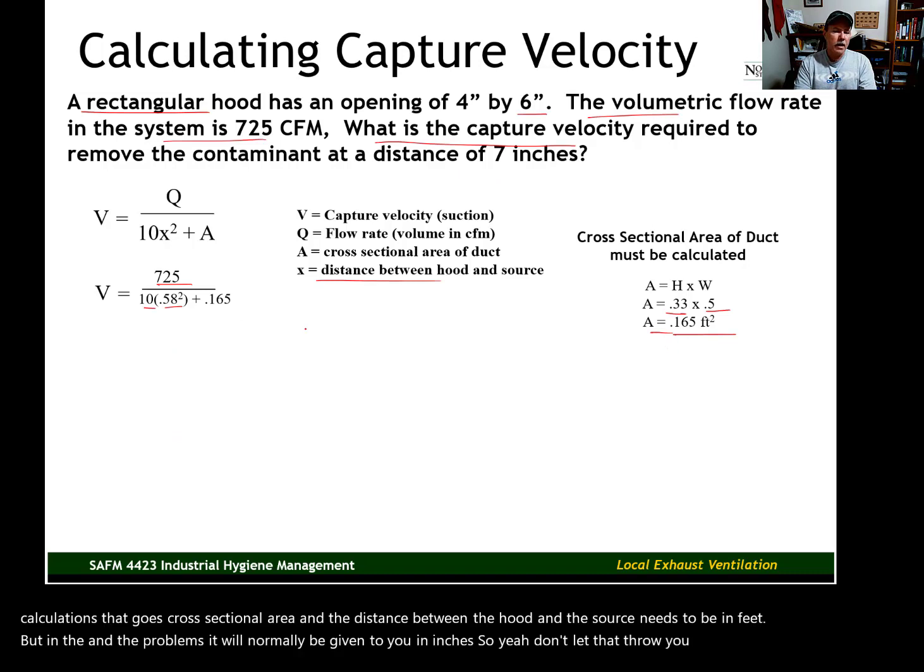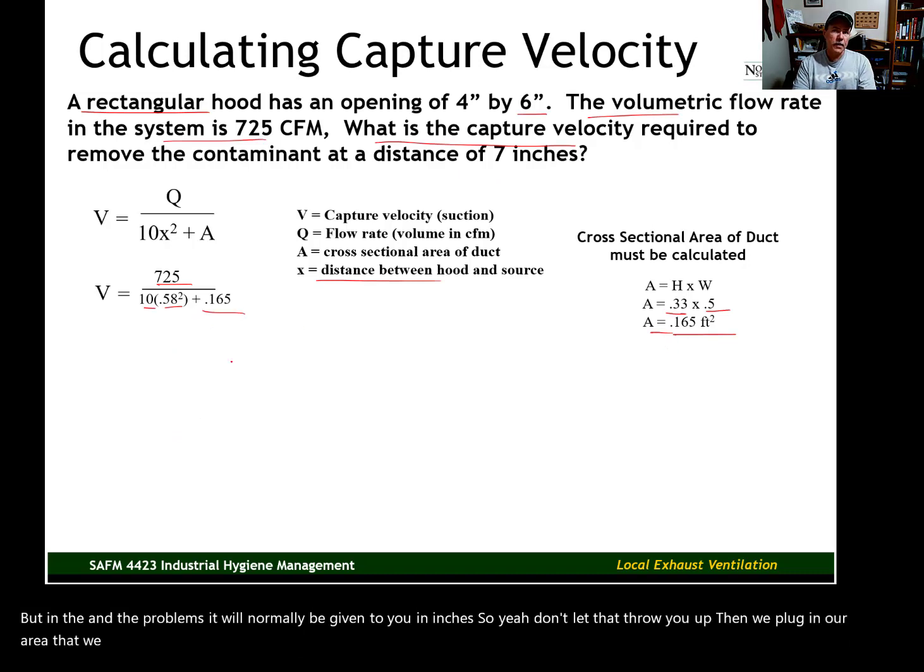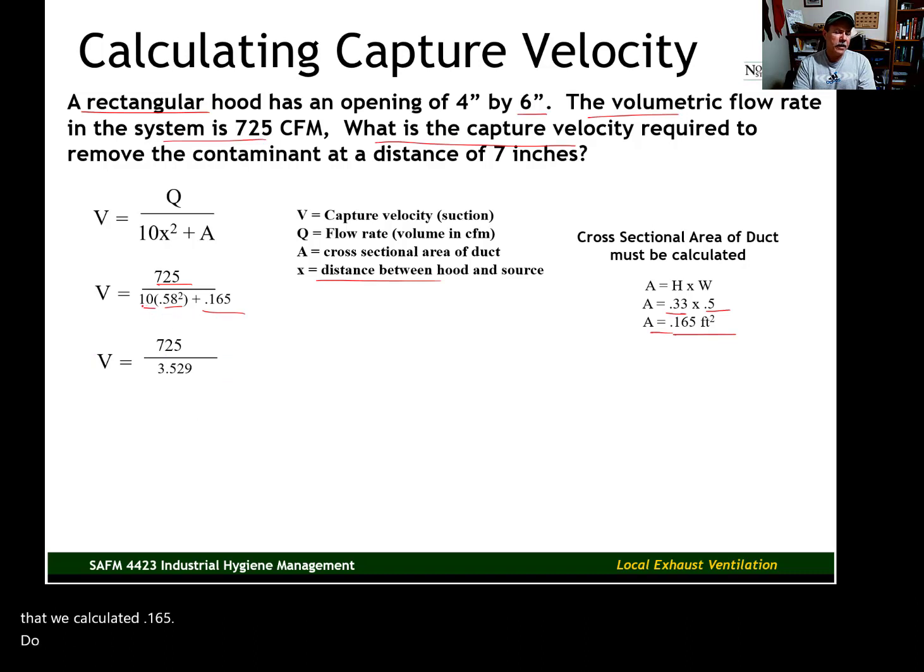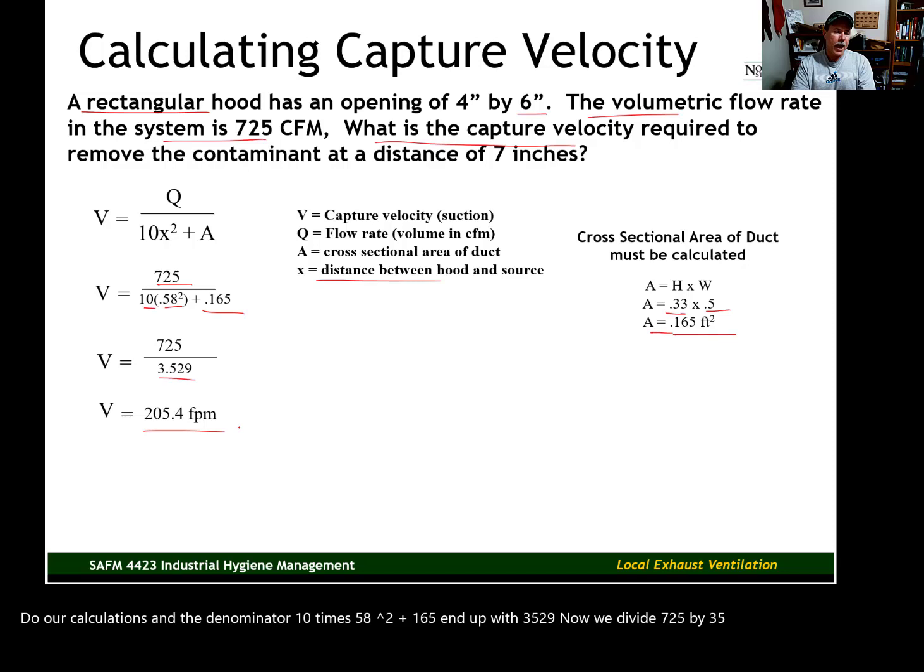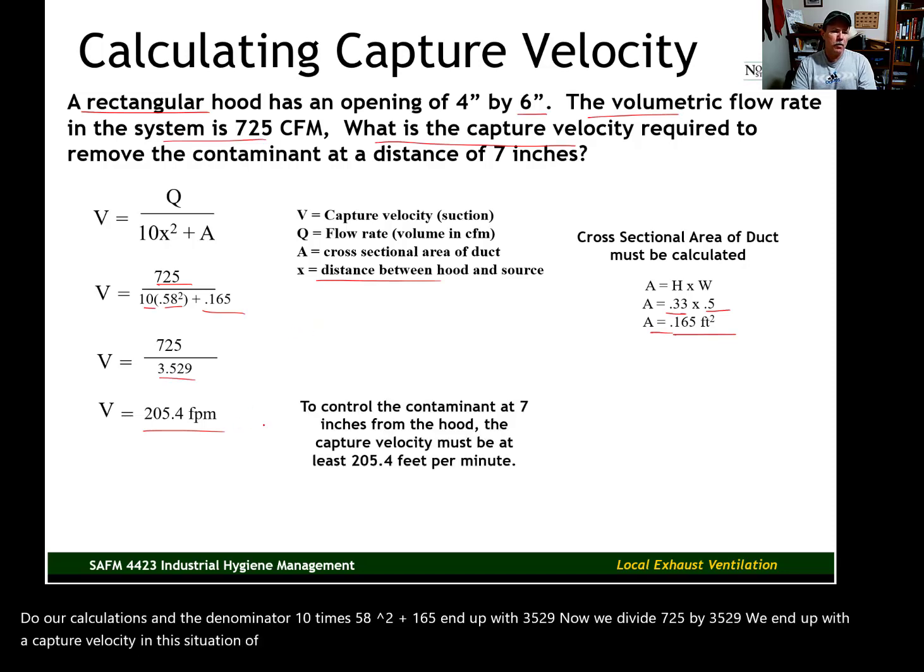Then we plug in our area that we calculated, 0.165. Do our calculations in the denominator, 10 times 0.58 squared plus 0.165, and we end up with 3.529. Now we divide 725 by 3.529. We end up with a capture velocity in this situation of 205.4 feet per minute. To capture this contaminant, we need to have our capture velocity at 205.4 feet per minute.